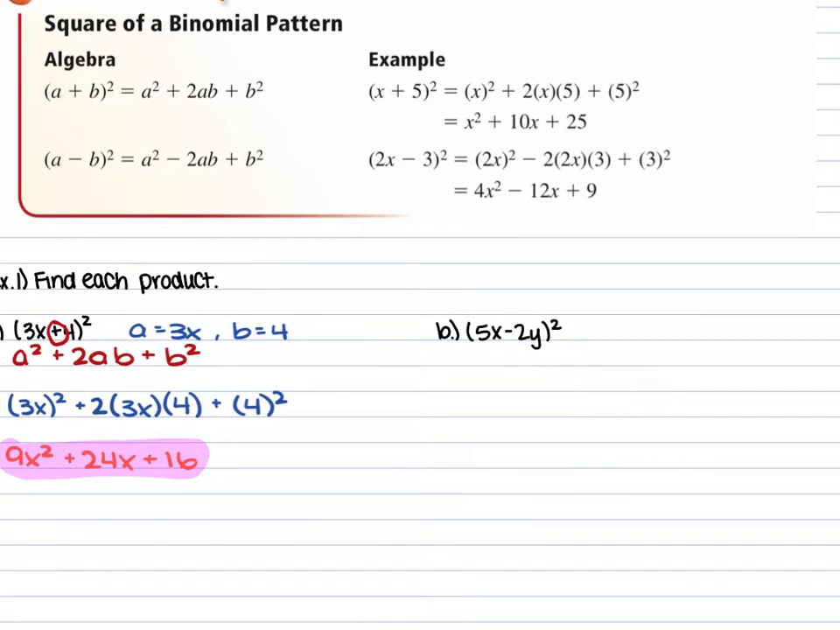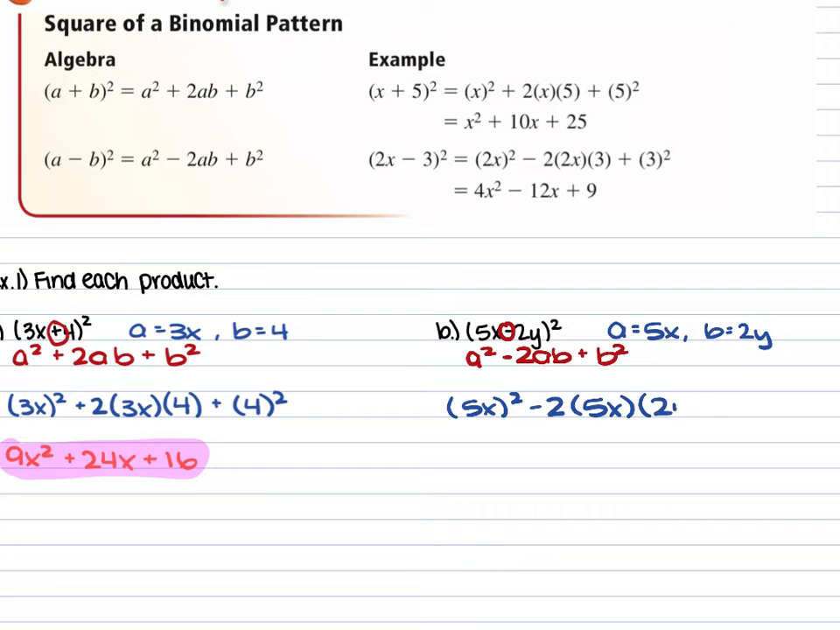For example B, we have 5x minus 2y squared. So this one, you have a binomial that's squared, but your subtraction is happening in between these two terms. So because you have that subtraction, we can use the formula a squared minus 2 times a times b plus b squared. Our a is the 5x, our b is the 2y. So this is giving us 5x squared, minus 2 times 5x times 2y plus 2y squared.